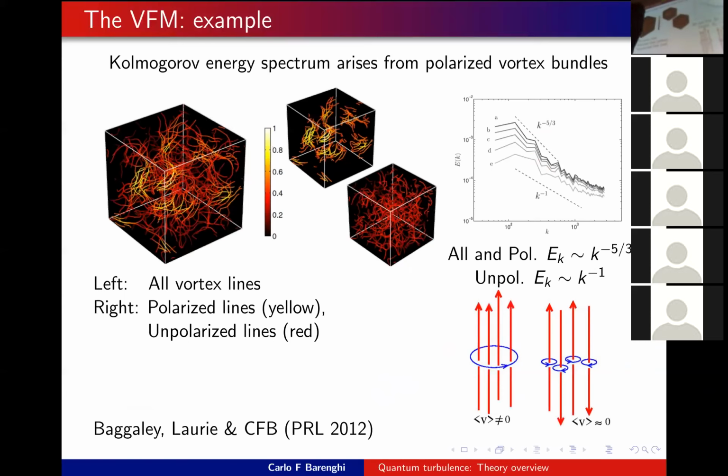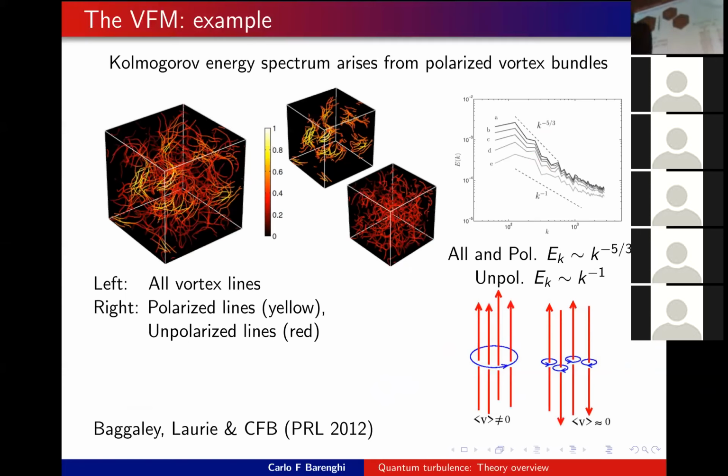Now the threshold, the distinction, is based on some arbitrary cutoff, of course. And we can play with this cutoff. And indeed, what we find is that if you include all your vortices, both red and yellow lines, then you produce something which is consistent with the classical Kolmogorov spectrum.